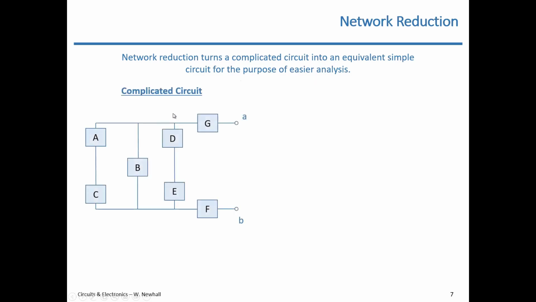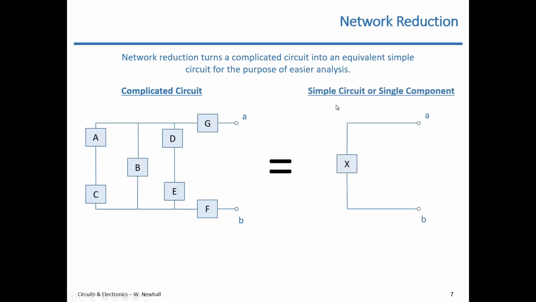So an example of this is taking this circuit where I have these circuit elements, and I've exposed two terminals here, so terminal A and terminal B. And what I can do is, with some form of network reduction, I can create a simple circuit or even a single component that behaves the same way as the original, more complicated circuit. Okay, so between terminals A and B, the circuits behave the same way as seen from the outside.